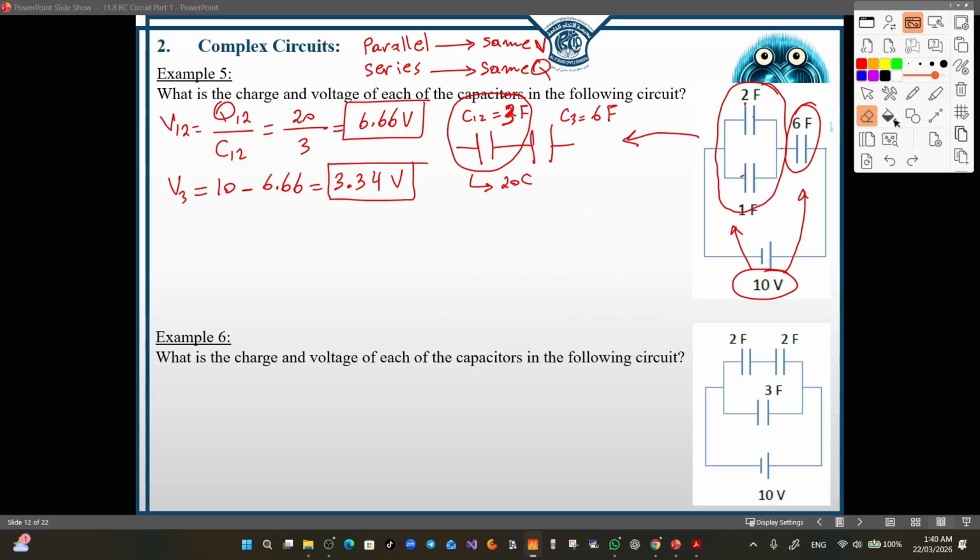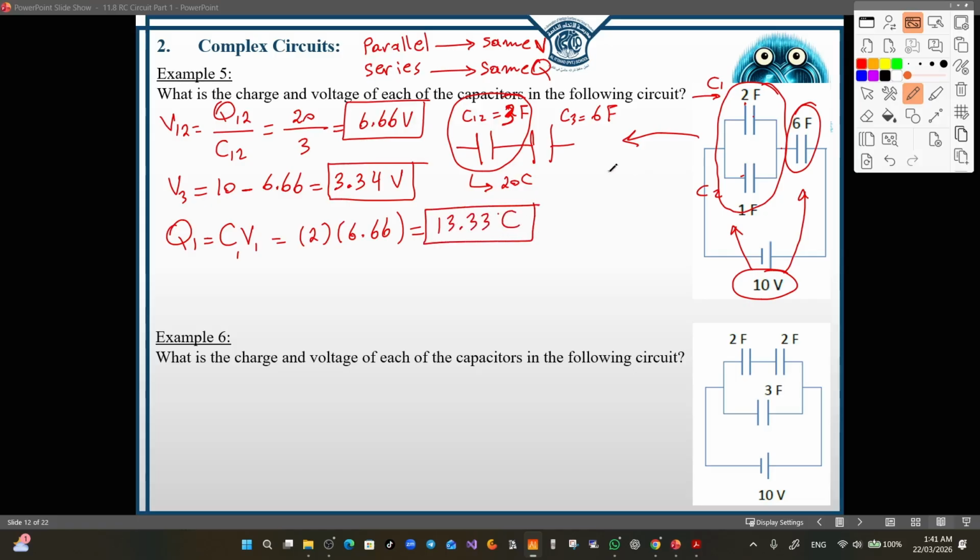Now, since we know the potential difference here, and since these two capacitors are in parallel, the voltage across the 1 farad and the 2 farad will be exactly 6.66, and it's equal to the voltage across the equivalent. So we know the voltage, we know the capacitance. Now we calculate the charge. This is C1, this is C2, so I will denote Q1 here. Q1 equals C1 times V1. Now C1 is given by 2 farad and the voltage is 6.66, so it becomes equal to 13.33 coulombs.